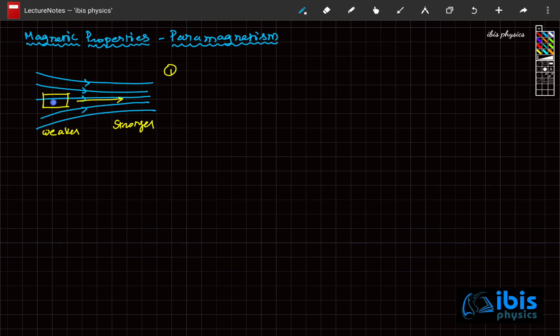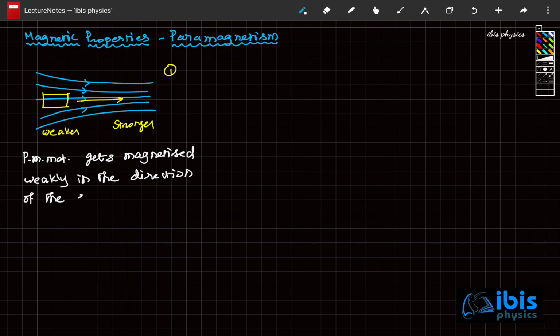And why is it? Because it is magnetized weakly in the direction of the applied field. So paramagnetic material gets magnetized weakly in the direction of the external field. Whereas diamagnetic material, as we discussed in the last video, gets magnetized opposite to the external field, while this one is magnetized in the direction of the applied field.